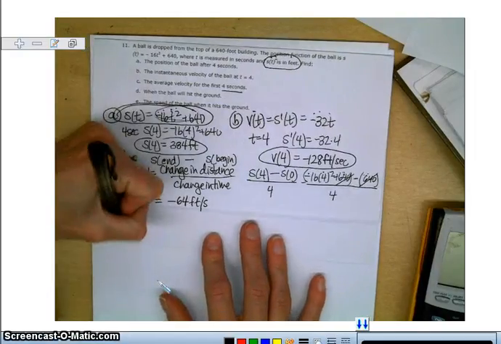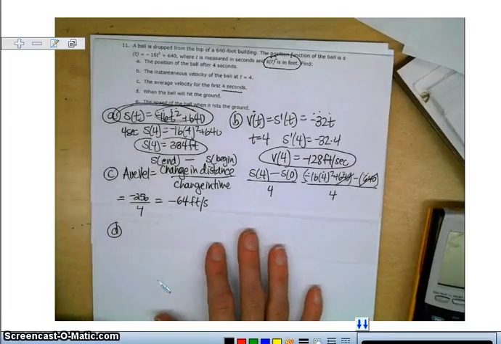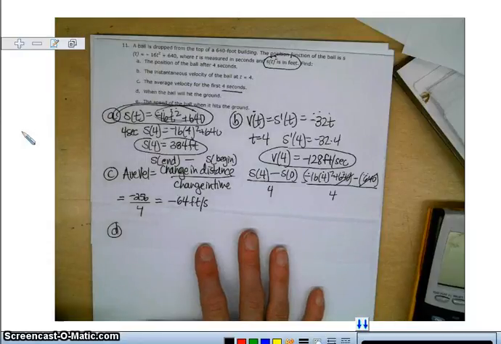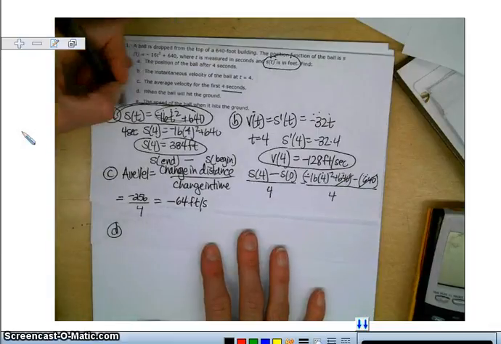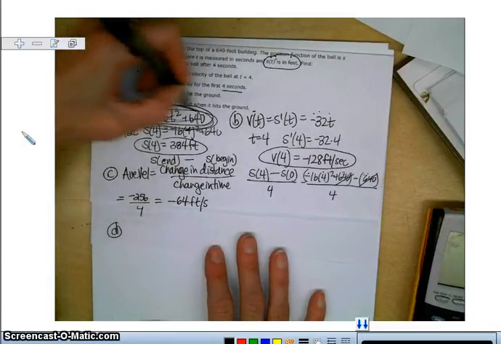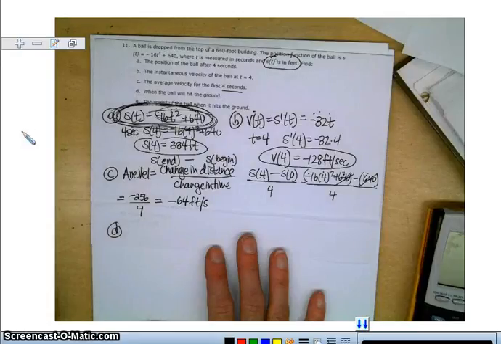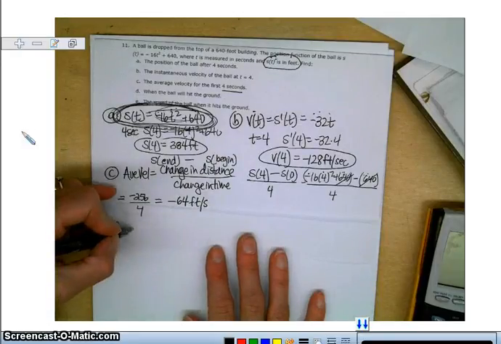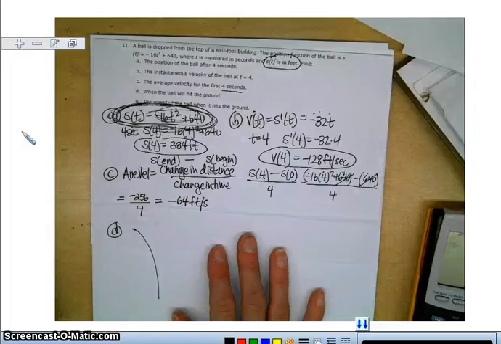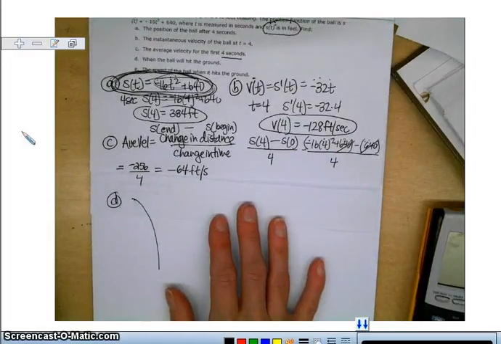D. When will the ball hit the ground? Have you answered these questions in physics? Let's think about the path of this position function. What is the path of this ball going to look like? Isn't it just kind of going down to the ground? Like that? Isn't that what it's doing? You're dropping it and it's falling?